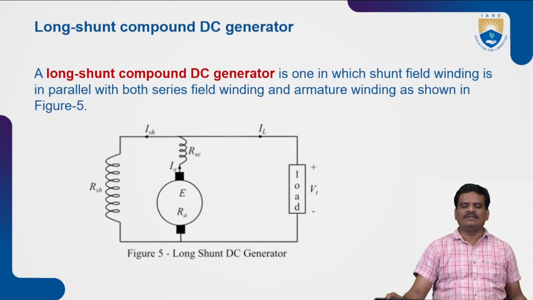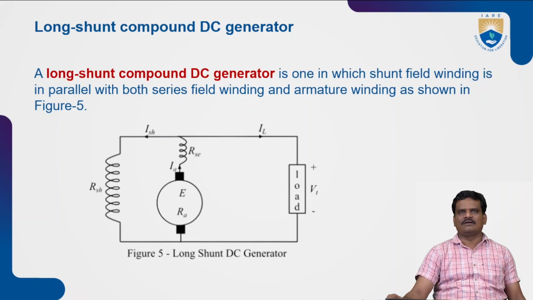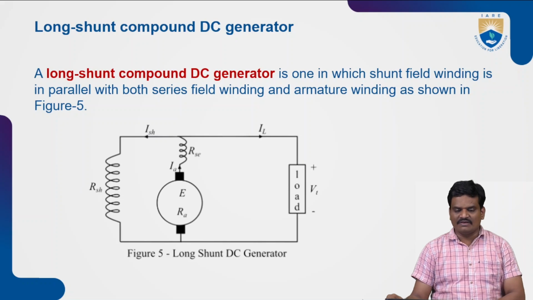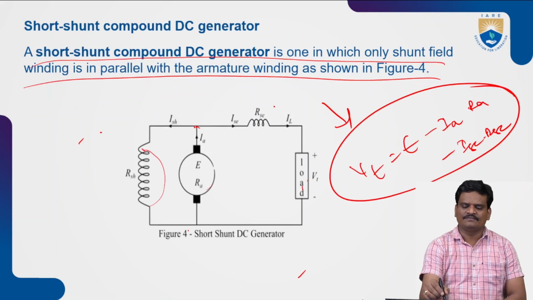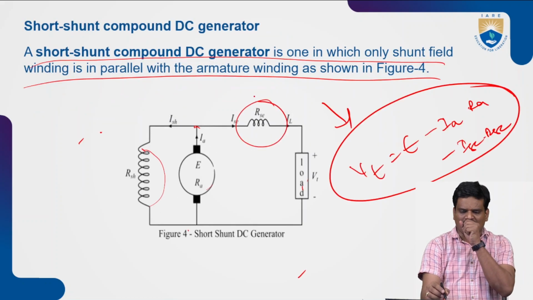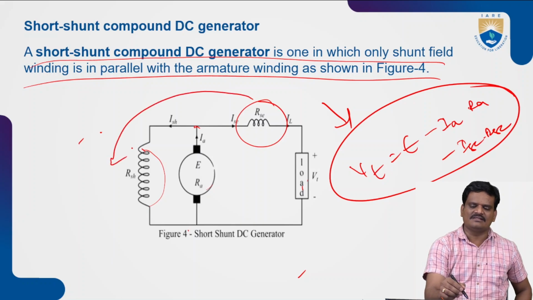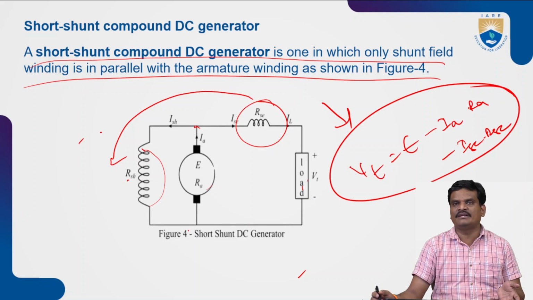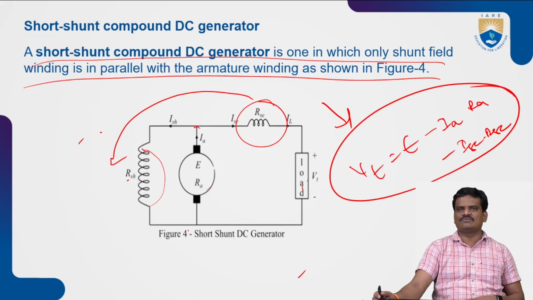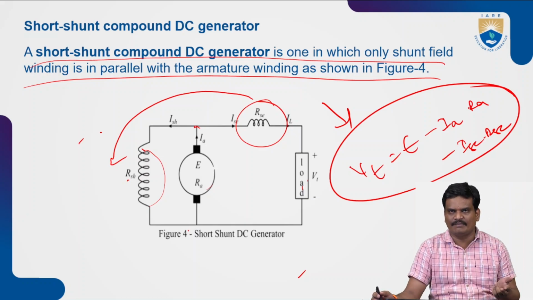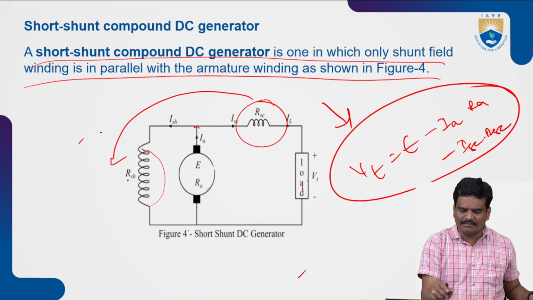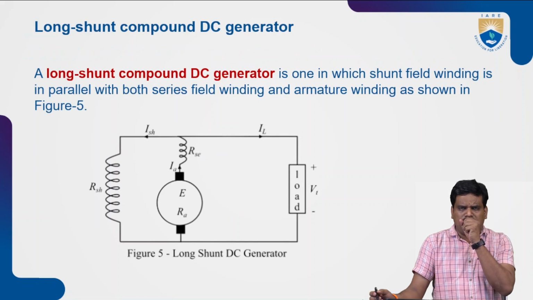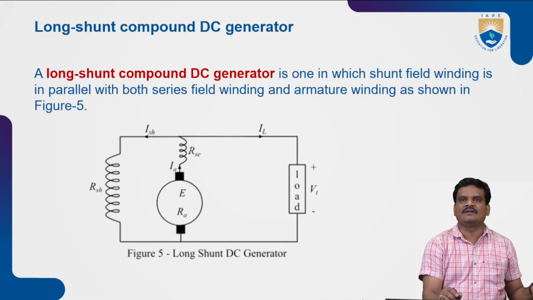Similarly, we need to go with the long shunt compound DC generator also. You can see here, previously in case of a short shunt compound generator, there are two set of windings. One is connected in series, other is connected in parallel. Both are field windings. As it is a compound generator, we need to have two set of field windings. One should be connected in series, other should be connected in parallel. So if the field windings are represented like this, it is called as a short shunt. In case of a long shunt, it is represented like this.